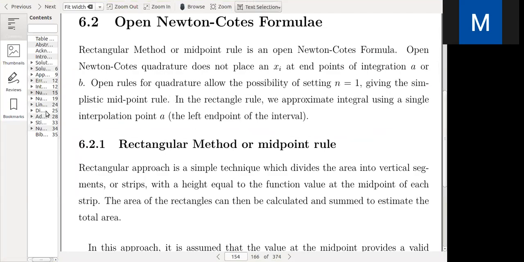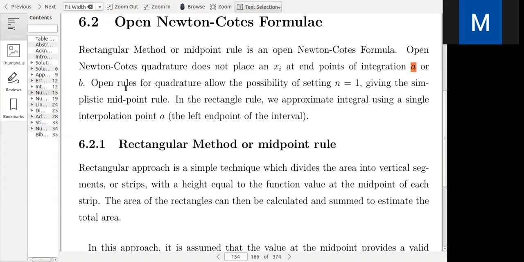Hello, in this lecture we will discuss the open Newton-Cotes formula, and as an example of the open Newton-Cotes formula, we will discuss the rectangular method or midpoint rule. So the rectangular method or midpoint rule is an open Newton-Cotes formula. Open Newton-Cotes quadrature does not place an xi at the endpoints of integration, at the limit points, for example, the limit point A or B, for the integral, as we have discussed in the previous lecture.